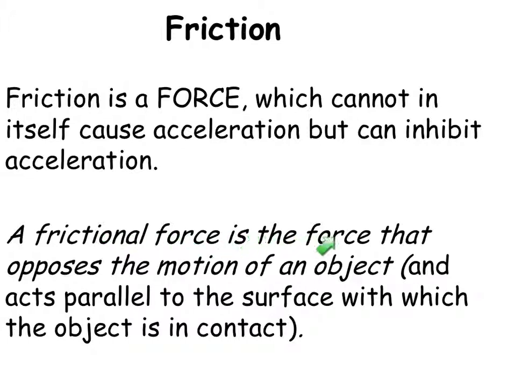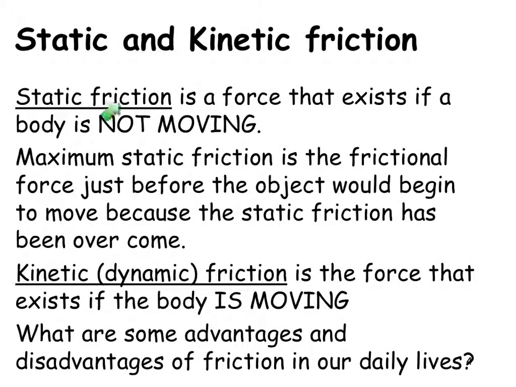A frictional force is the force that opposes the motion. So there has to be a motion to oppose. If there's no motion, friction doesn't come into play of an object, and it always acts parallel to the surface with which the object is in contact. You get two different types of friction. One is called static friction, and it is a force that exists when there's no movement. In other words, it just holds something in its position.